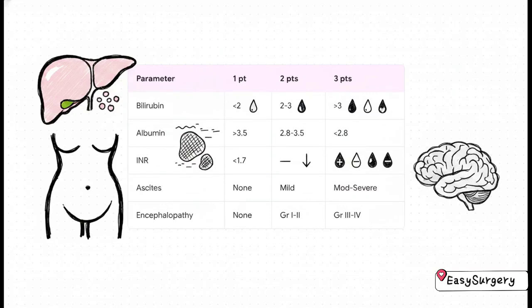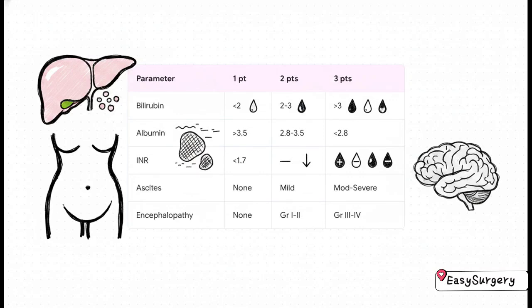The Child score uses exactly 5 parameters, and you score each one with 1, 2, or 3 points based on how bad it is. Let's walk through it. First up, total bilirubin. Under 2 milligrams per deciliter gets 1 point, 2 to 3 gets 2 points, and anything over 3, that's 3 points.